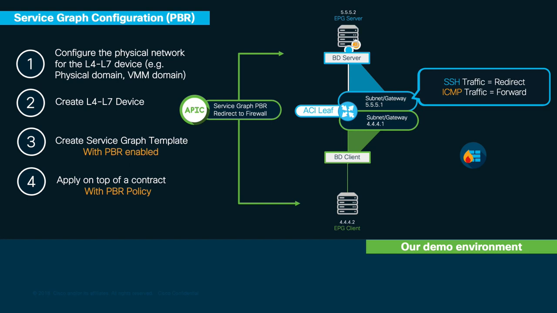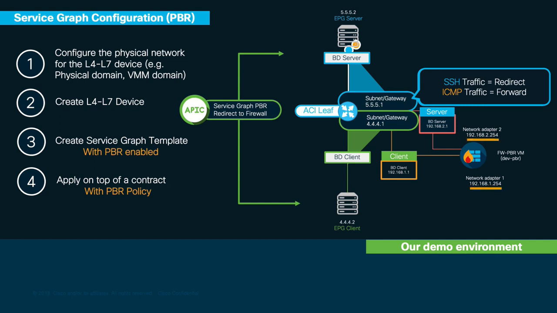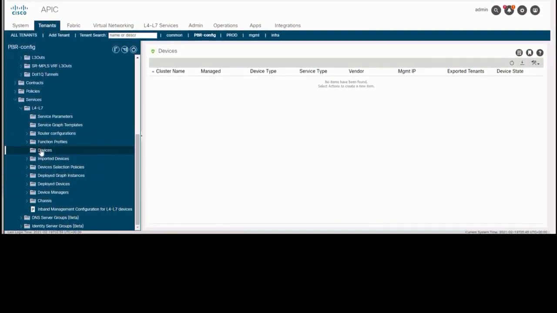Our firewall will be running in 2-arm routed mode, and we'll be using 192.168 IP addresses for both the client and the server-facing sites, which do not belong to the same subnets configured in the bridge domains, as you can see. Let's go into APIC and configure this scenario then.